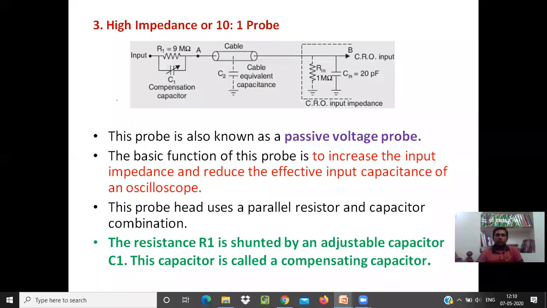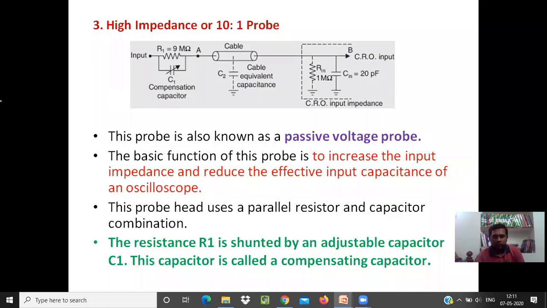That is what we are going to discuss now, right? The two points we discussed in the last class, I just explained for your understanding, right? So now we start our current topic, that is the third one, the high impedance or 10:1 probe.